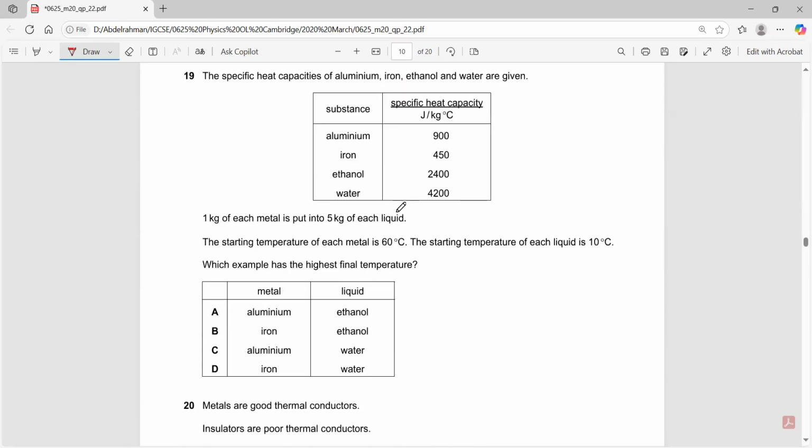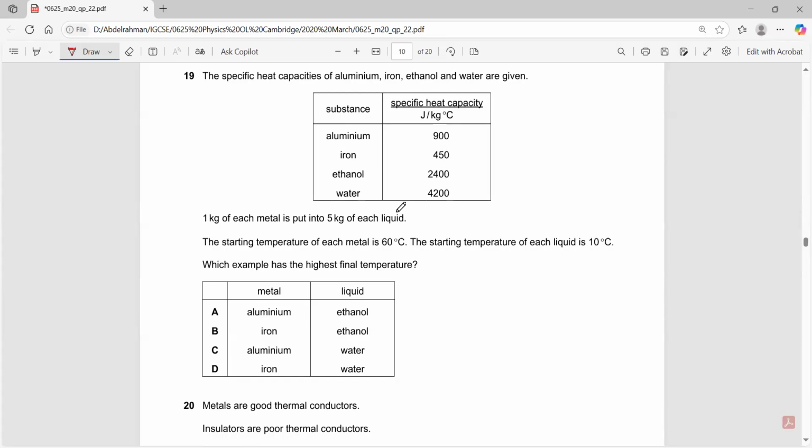Okay, so you have the specific heat capacities of aluminum, iron, ethanol, and water given. 1 kilogram of each metal is put into 5 kilograms of each liquid. The starting temperature of each metal is 60 degrees Celsius and the starting temperature of each liquid is 10 degrees Celsius. Which example has the highest final temperature?